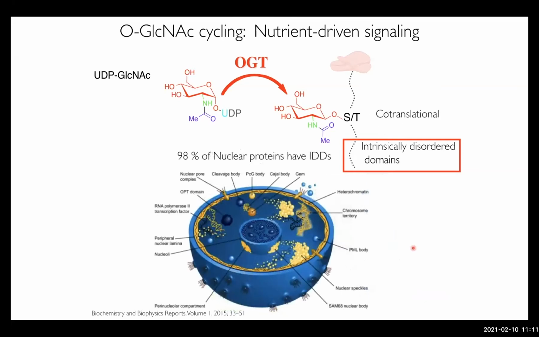It turns out that about 98% of nuclear proteins have intrinsically disordered domains. So this is a non-trivial substrate collection. Such favorites as the nuclear pore complex, the RNA polymerase II, and the so-called polycomb bodies, all are intrinsically disordered in part of their domain.